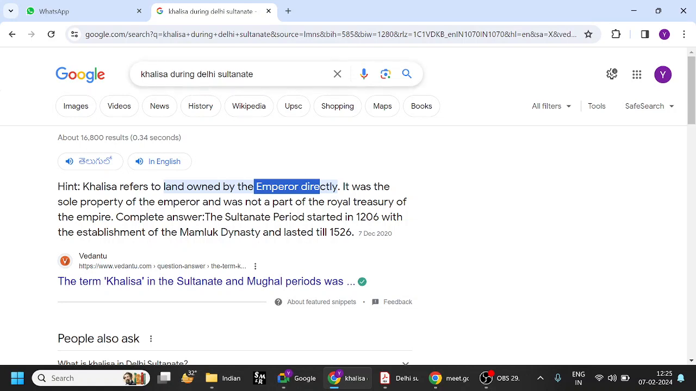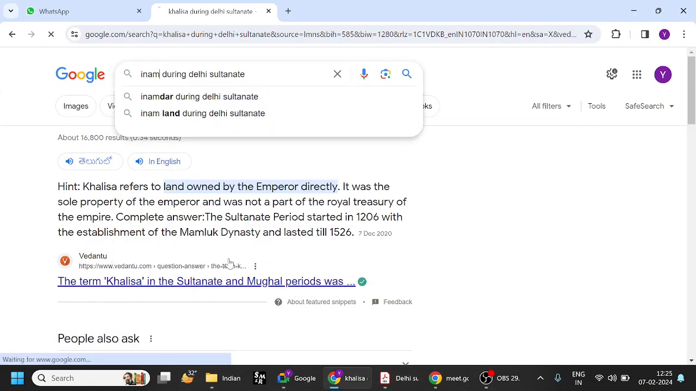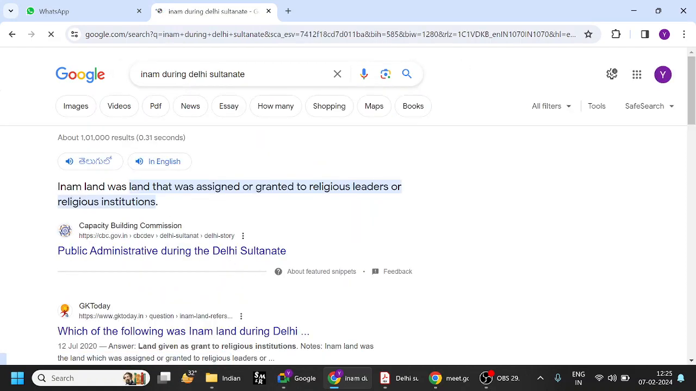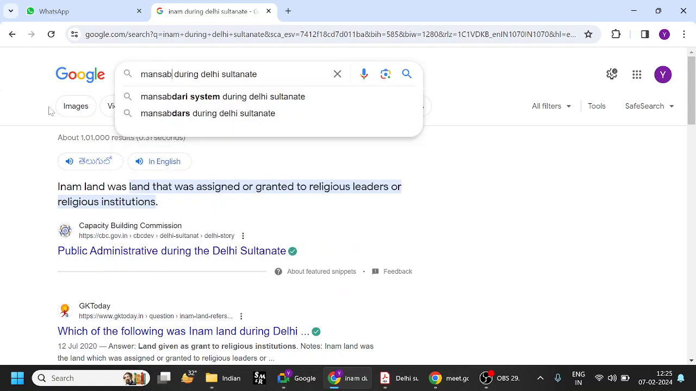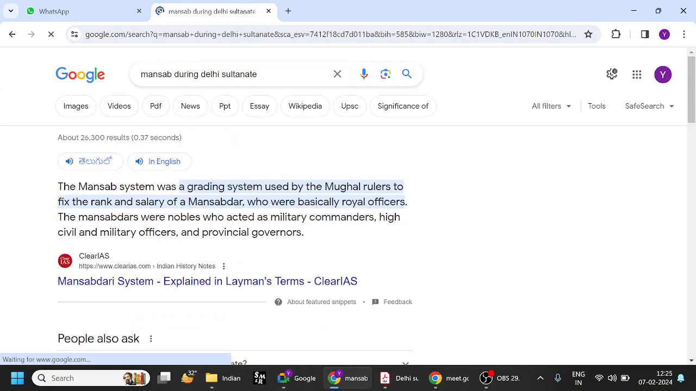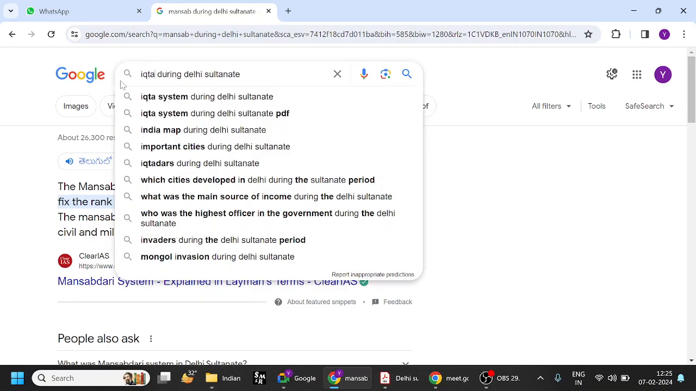And we have seen Inam and Mansab. Inam is mostly given to temples, etc. Inam was assigned or granted to religious leaders or religious institutions. Those are called Inam lands. And Mansab, the Mansabdari system, is more prominent in the Mughal system. The Mansab system was the grading system used by the Mughal rulers to fix the rank and salary of Mansabdars. So that is also fine. Mansabdari is mostly during Mughal rulers.